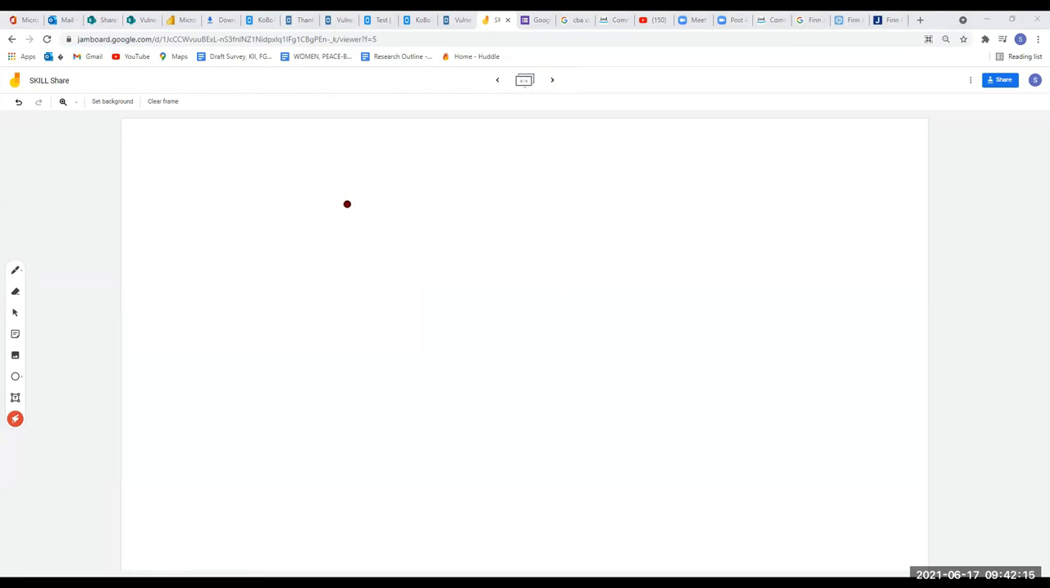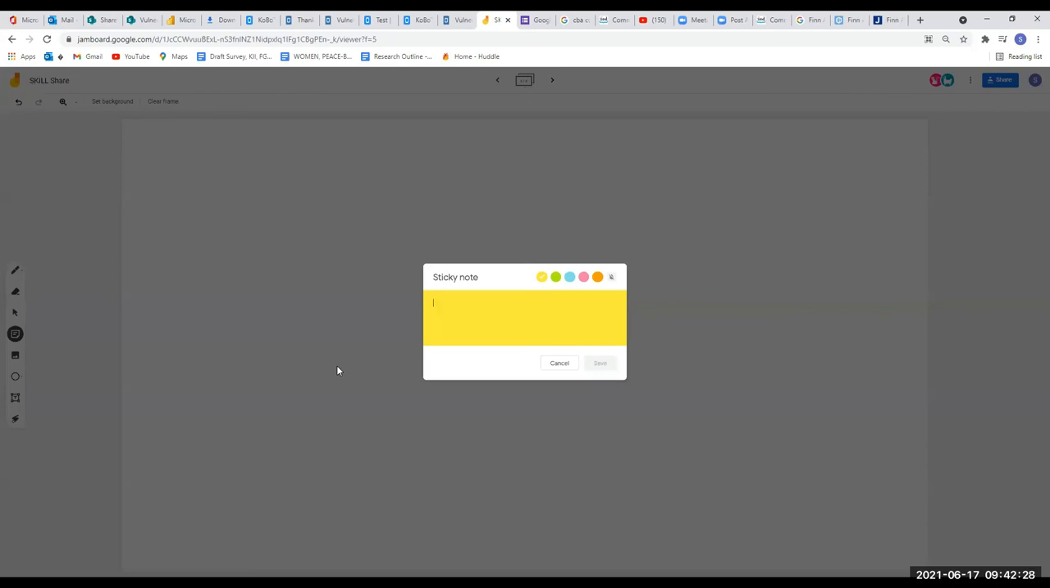And then from here, you can actually write your ideas using this sticky note. You just need to click this one. It's the fourth button from here. Once you click that one, write your idea. For example, resilience, click save, and it will be there.